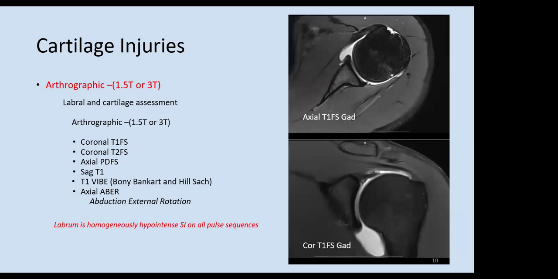So always make sure you have in the sequences for the MRI arthrography some sort of T2 weighted sequence in the protocol. The labrum appears homogeneously hypointense on all the sequences you obtain, whether T1 PDFS or T2. The labrum should always appear homogeneously hypointense. And also forgot to mention that with MRI arthrography, we do the ABER position, which is abduction external rotation of the shoulder, and that will help us detect Bankart variants.